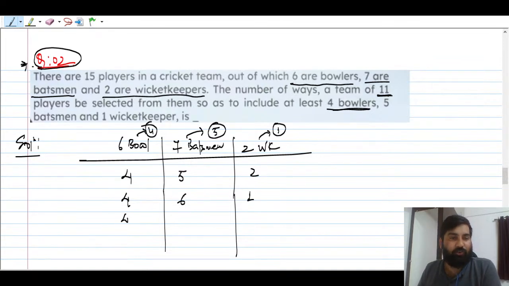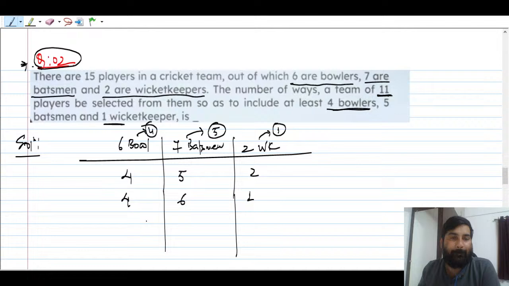Now we can't take 4 and 7 and 0, right? This is wrong, don't take it. Why? Because there should be at least one wicket keeper. That is very important. At least four bowlers, five batsmen, and one wicket keeper. One or more can be taken, but there are only two wicket keepers, right?